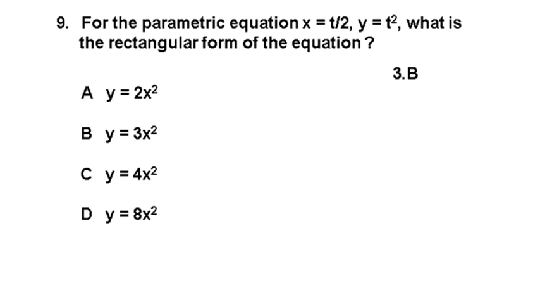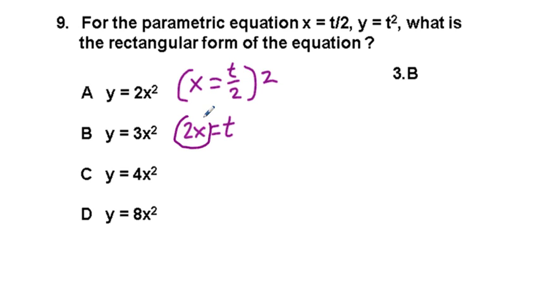Next, 9. For the parametric equation x equals t over 2, y equals t squared, what is the rectangular form of the equation? If we take x equals t over 2 and solve for t, we multiply both sides of this equation by 2, the 2 over 2 cancels on the right side, and on the left side we have 2x equals t. So we can take this 2x and put it in place of this t.